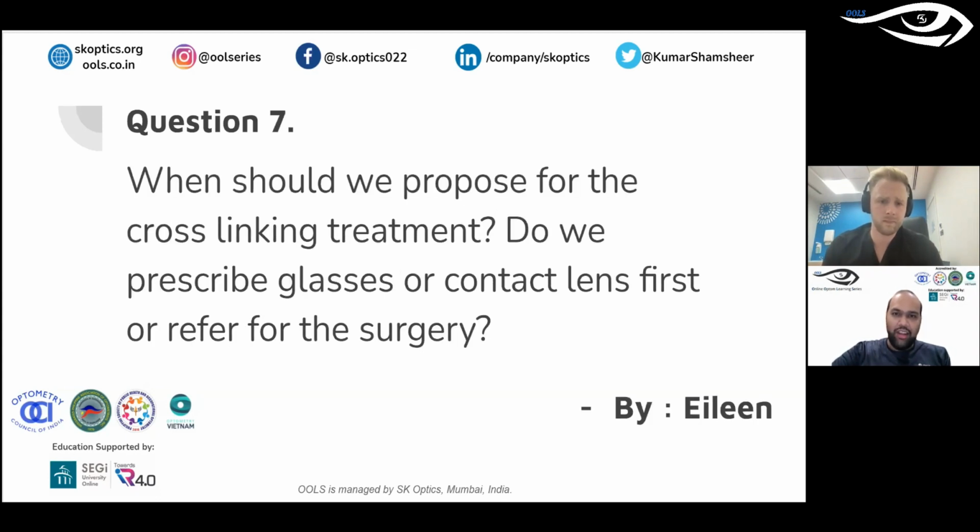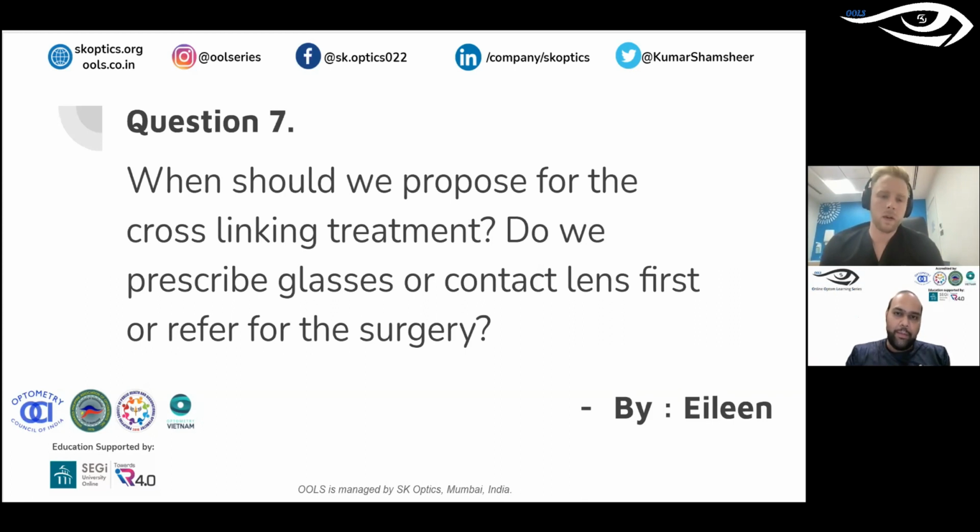Couple more here. Again, this is not exactly related to the talk, but I just wanted to take this since you have that experience in working with keratoconus. So what should we propose for corneal cross-linking treatment? Do you think that it should be done for all patients? Or again, is this something which you discuss with a few categories of patients? And what should we do? Should we prescribe glasses, contact lenses first, or directly do the cross-linking first?